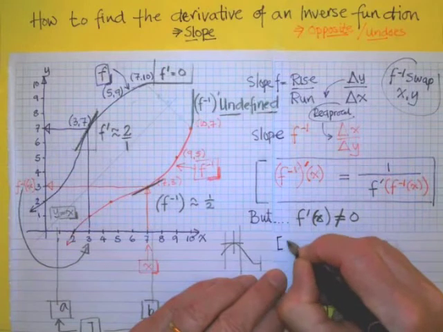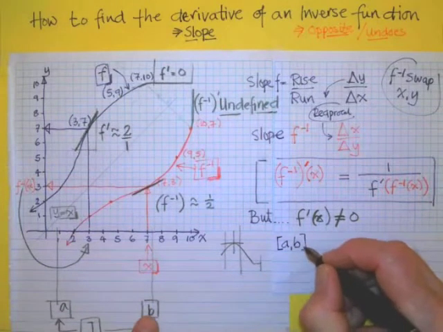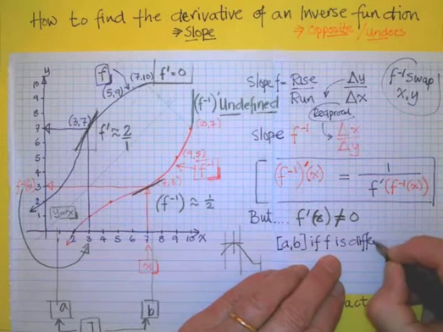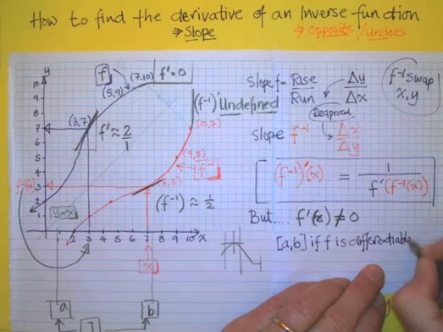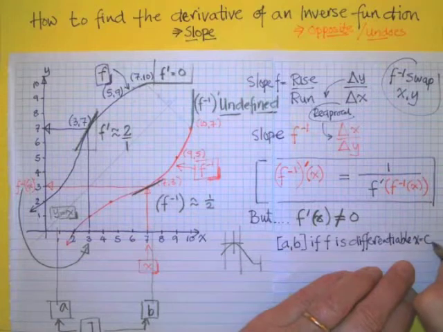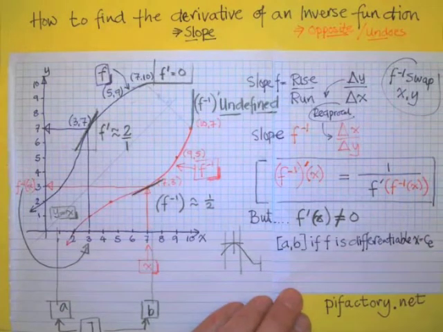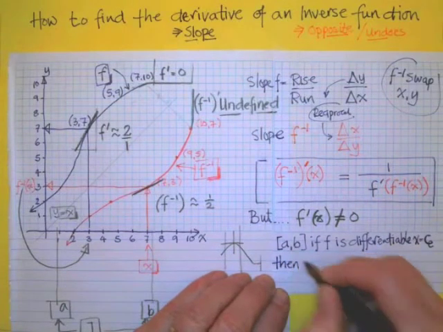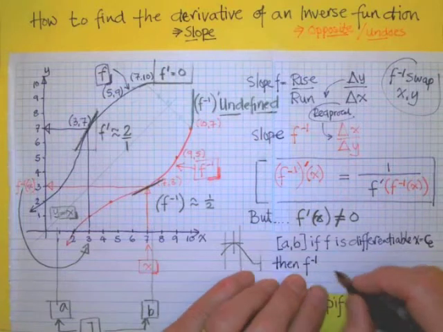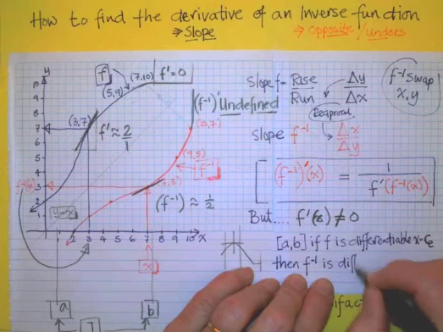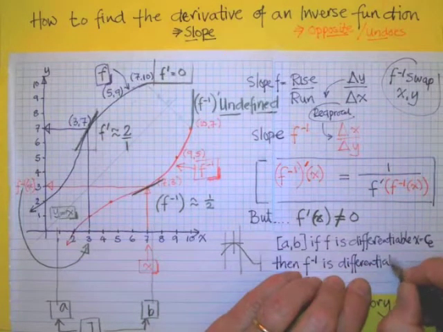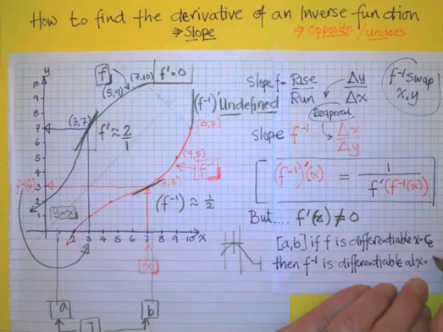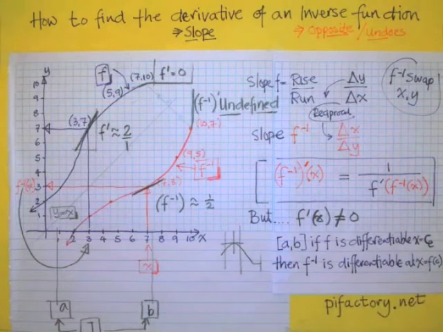So what we can say is that on a closed interval AB, if f is differentiable at some point x equals c, then the inverse is differentiable at x equals f of c.